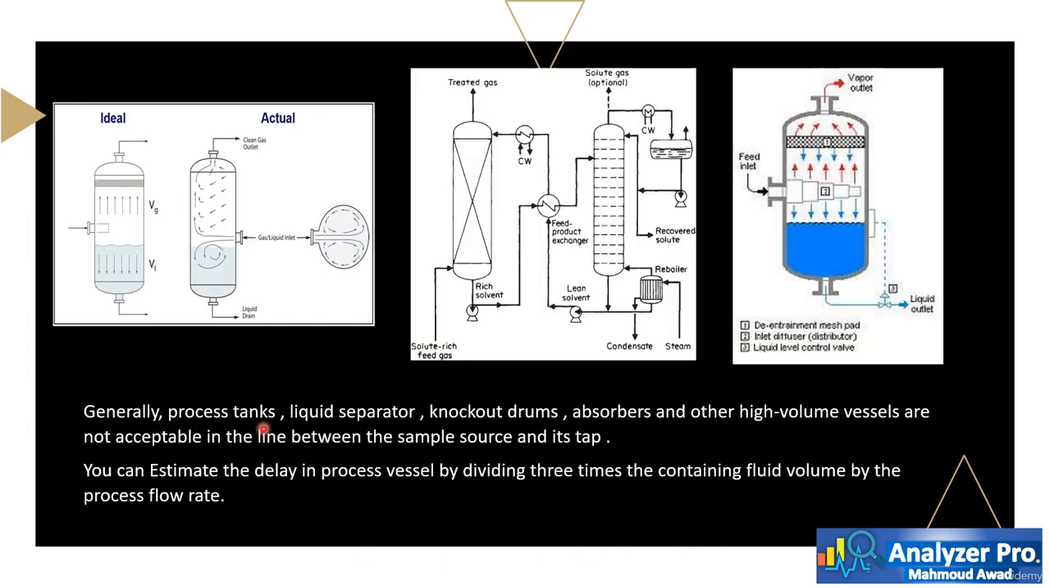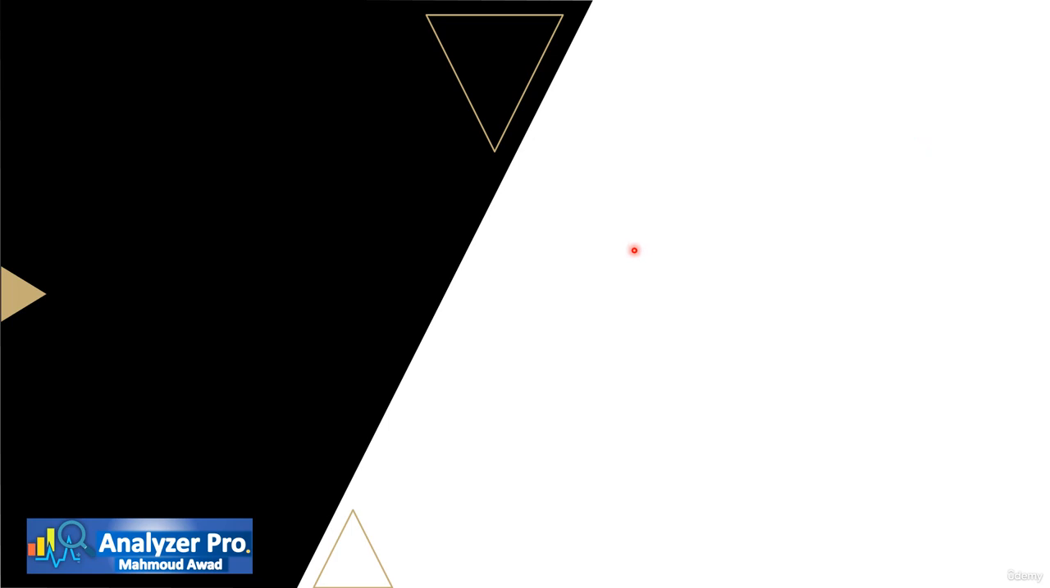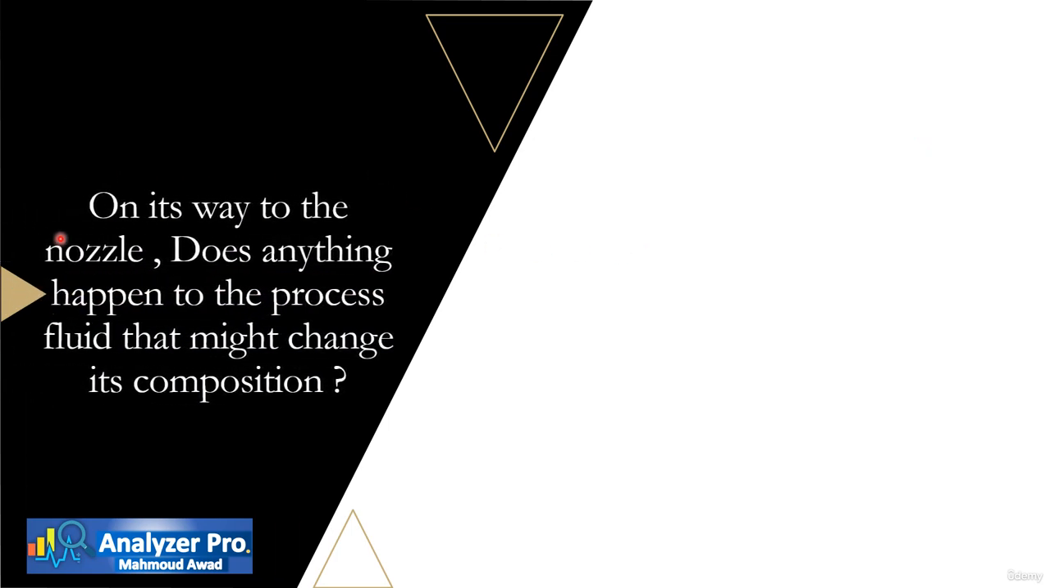Generally, process tanks, liquid separators, knockout drums, absorbers and other high-volume vessels are not acceptable in the line between the sample source and its tap. You can estimate the delay in a process vessel by dividing 3 times the containing fluid volume by the process flow rate.